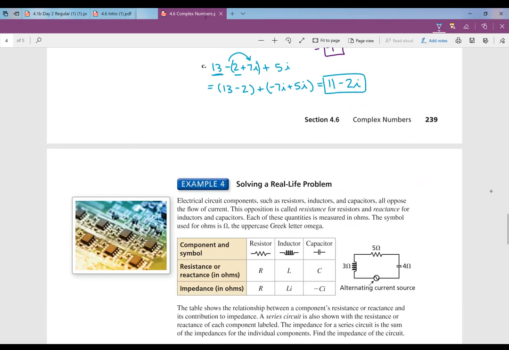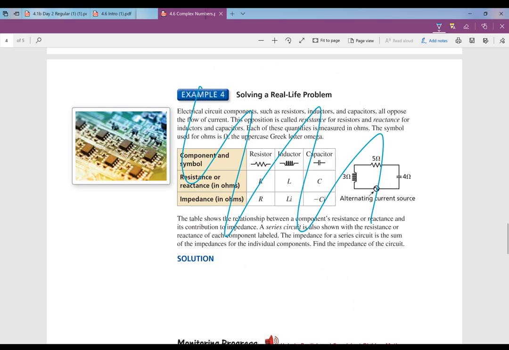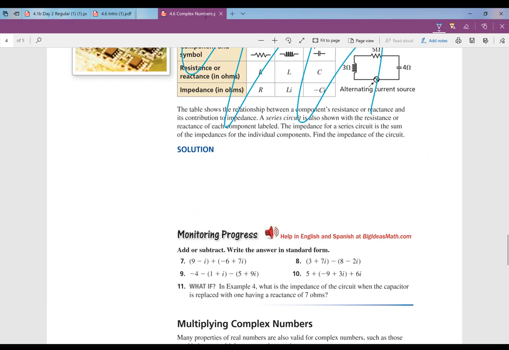All right, so we're not going to do example number 4, but you can use this space to do these monitoring progress questions, and then I'll give you the answers in the next video.